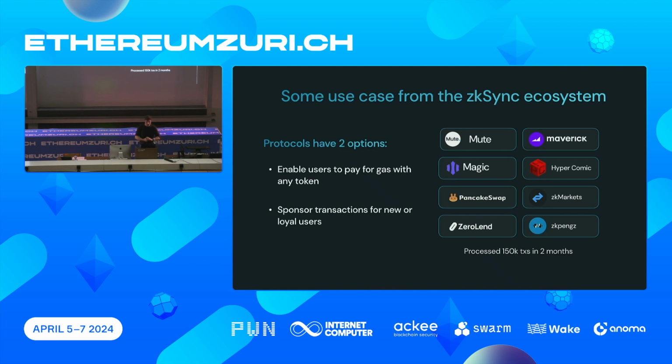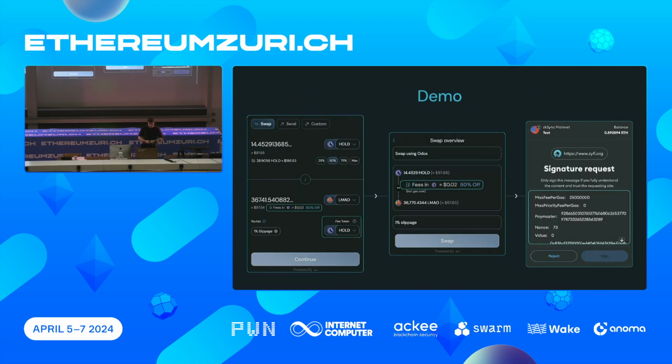So I'm going to show you some use cases from the zkSync ecosystem, some projects we've been working with. So basically, projects have two options. They can enable users to pay gas with any token, or they can sponsor fully or even like a certain percentage of specific transactions. We've processed around 150,000 transactions in the last 2 months. And so this is a small demo. This is how it works on our front end.